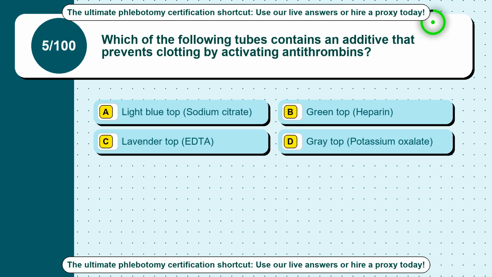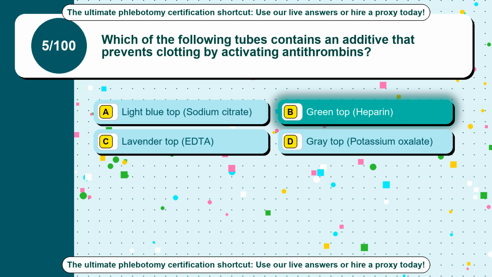Question 5. Which of the following tubes contains an additive that prevents clotting by activating antithrombins? Option A. Light blue top, sodium citrate. Option B. Green top, heparin. Option C. Lavender top, EDTA. Option D. Gray top, potassium oxalate. The correct answer is option B.